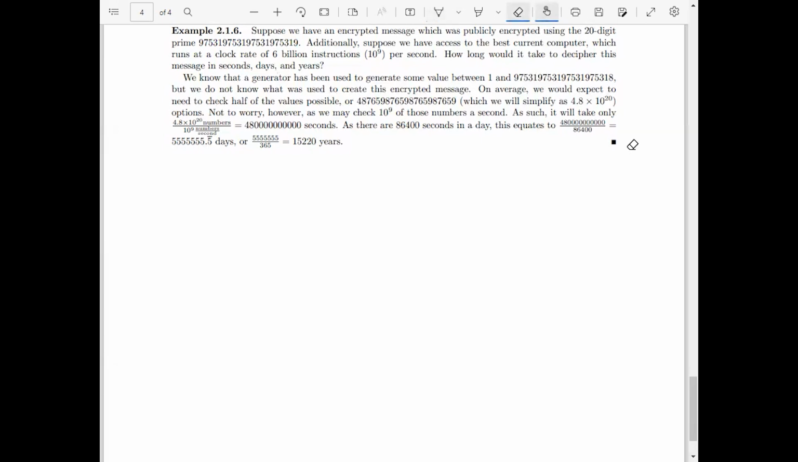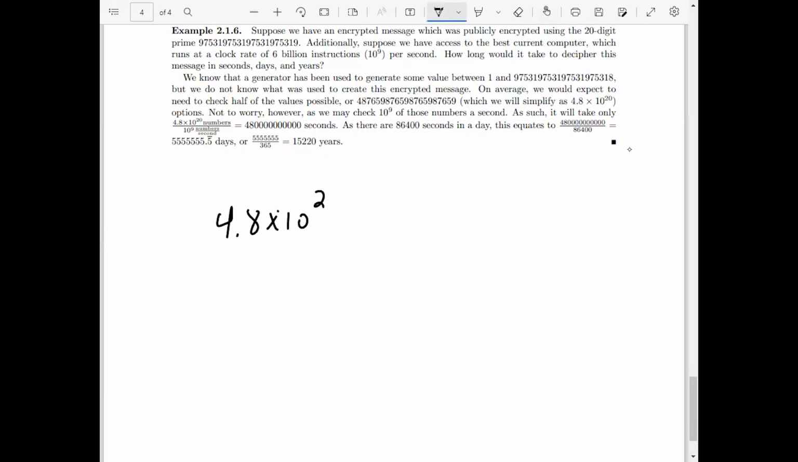Well, we know that the generator has been used to generate some value between 1 and this 20-digit prime number minus 1, but we don't know what was used. On average, we would expect to need to check half of them because that's roughly the time complexity of brute force attacks, which we would have as this 20-digit number. For the sake of simplicity, we're going to go ahead and simplify that to 4.8 times 10 to the 20th.